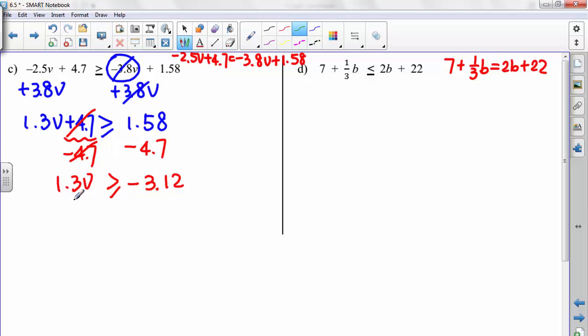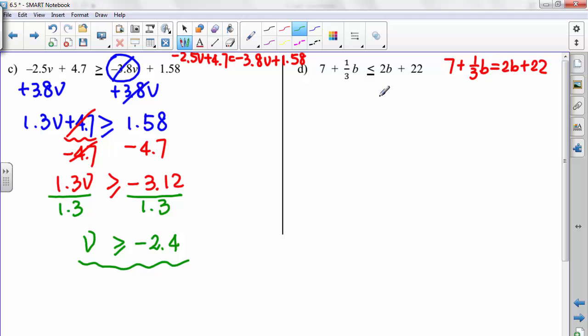Then we want to cancel the coefficient of v, which is 1.3 here. Since 1.3 is a positive number, when we divide both sides by positive 1.3, we don't need to change the direction of the inequality sign either. So we will still keep greater than or equal to. Then we have v is greater than or equal to negative 2.4, since negative 3.12 divided by 1.3 is negative 2.4. So this one is the final solution of the original inequality.